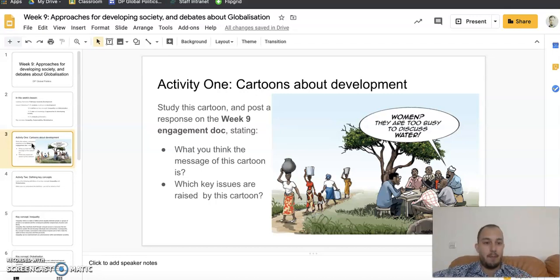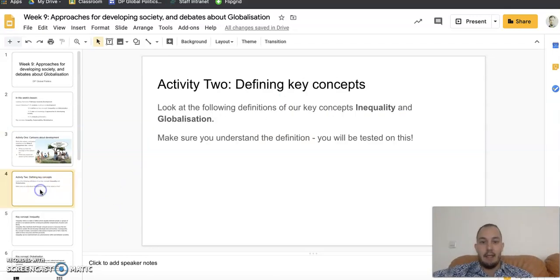development, okay? And just post a response on the week 9 engagement doc, stating what you think the message of this cartoon is, and what the key issues raised by this cartoon are. Think about what we've done in terms of human rights, and about models of development. What are the key issues that are raised in this picture? Okay, that's the first thing, a very easy warm-up activity.